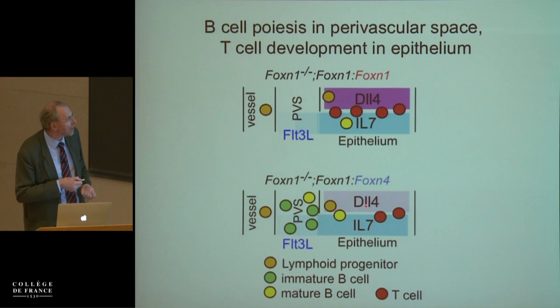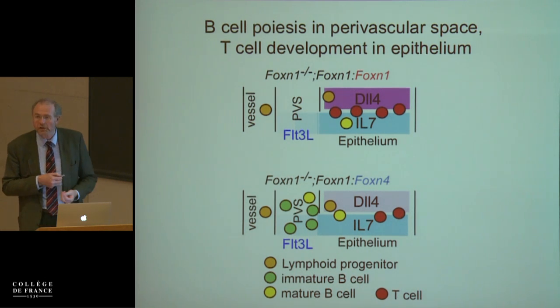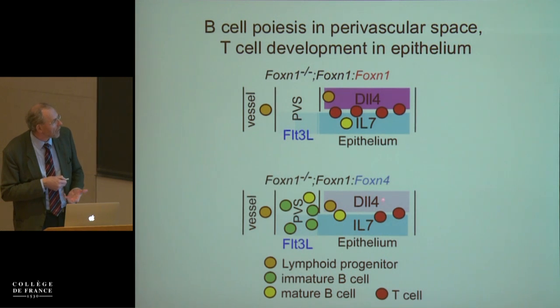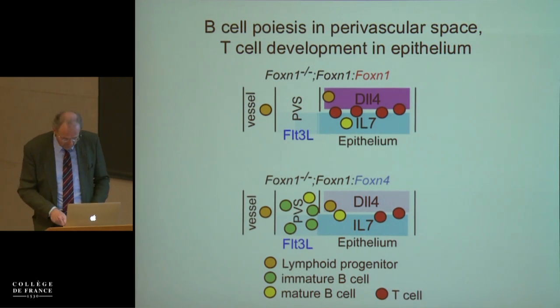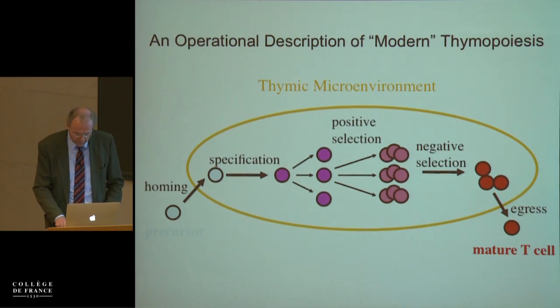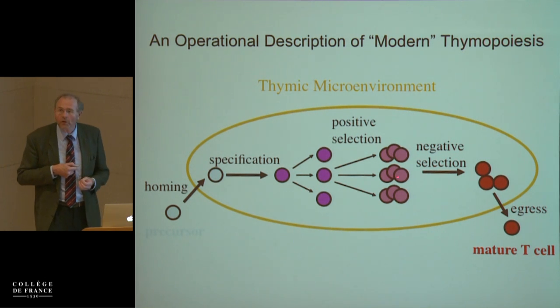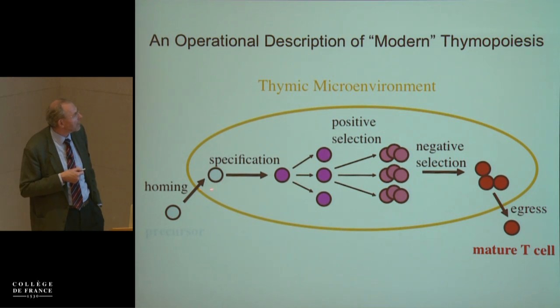So this is our interpretation, at least, and we can do more experiments. We've done more experiments to show this by manipulating the ratio of this here, and we produced the expected outcome. So the ratio of this ancient factor and this IL-7 general lymphopoietic factor determines the ratio of B and T cell development in this particular tissue. So that would suggest to us that at least we have now a glimpse of the genetic factors that regulate homing and specification. And we have to stop here for the moment.